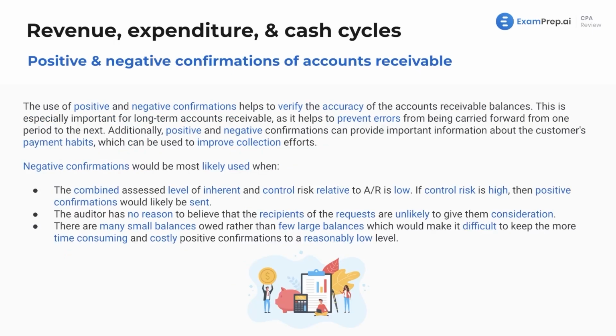Now, the use of positive and negative confirmations helps to verify the accuracy of the accounts receivable balance. This is especially important for long-term accounts receivable as it helps to prevent errors from being carried forward from one period to the next. Additionally, positive and negative confirmations can provide important information about the customer's payment habits, which can be used to improve collection efforts. Right? As a reminder, we are the auditor.